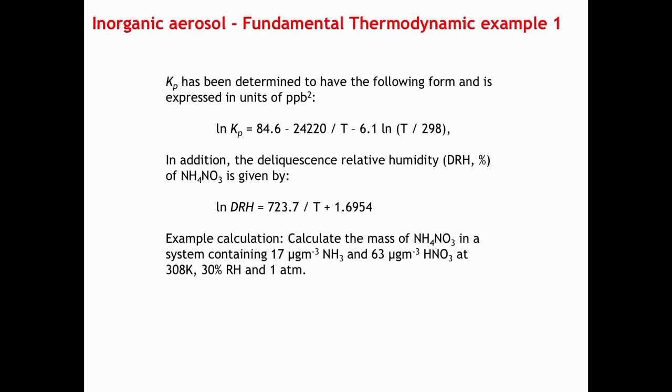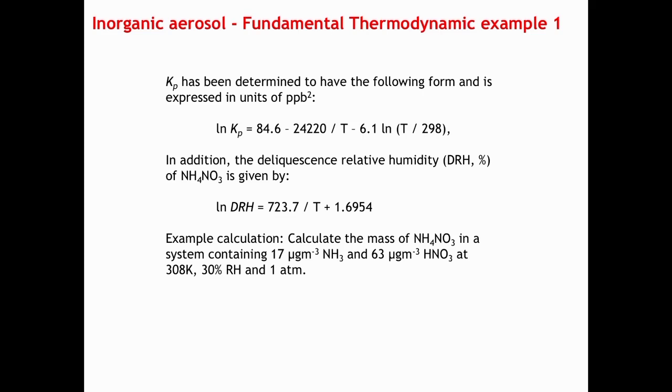So that's the partial pressure product at 308K. This is how much ammonia and nitric acid you have, 639. So what does that tell you? Too much gas. So you're supersaturated. You're more than the saturation level of gas. Because you've got nitric acid and ammonia in excess of the partial pressure product, you're supersaturated and you will form some ammonium nitrate.